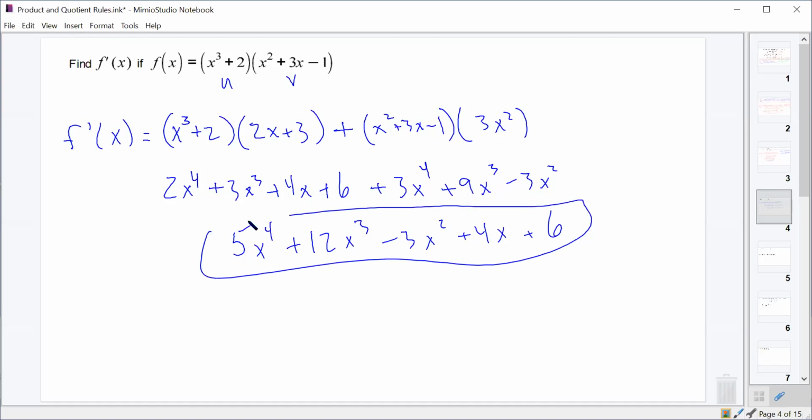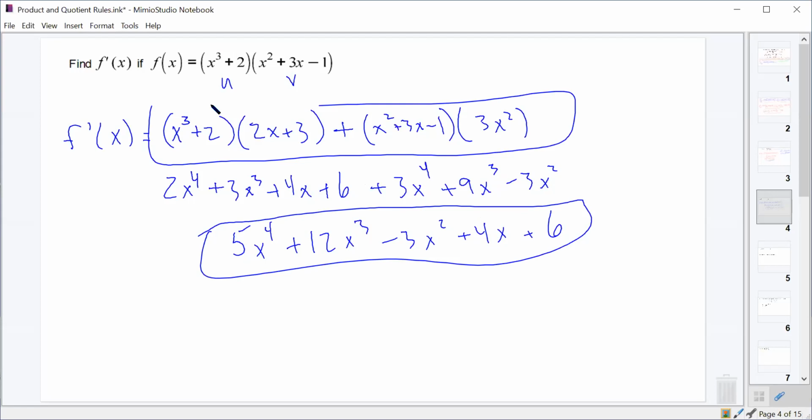I'm good with this answer. I would also be good with this answer. I'm fine with either of them. So you don't necessarily need to distribute it all out if you don't feel like it. It's just another chance to make a mistake. So it's fine to leave it in the form up above.